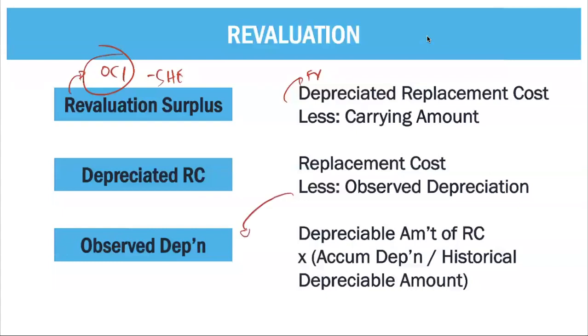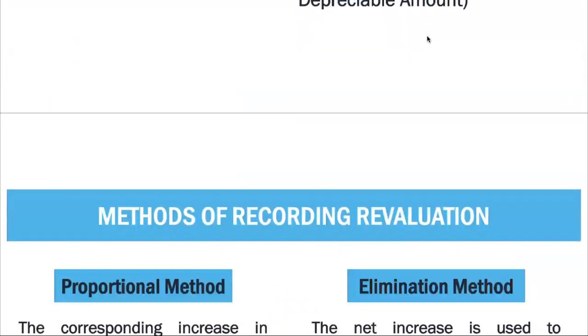How do we compute for your observed depreciation? The depreciable amount of your replacement cost multiplied by accumulated depreciation over historical depreciable amount. Okay, we will not discuss how to compute, just please remember that to compute for revaluation surplus, it is fair value less carrying amount, or depreciated replacement cost less carrying amount. Where do we place the revaluation surplus? In the items of OCI, part of shareholders' equity.